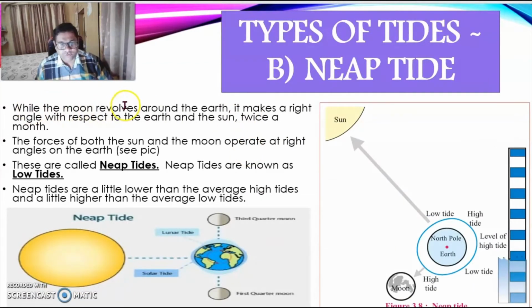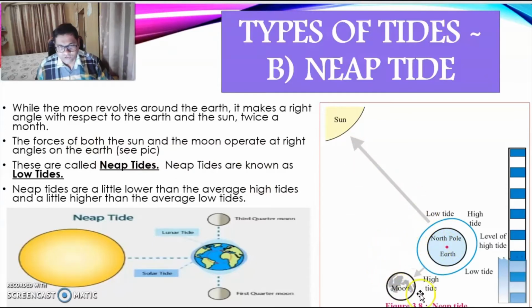While the moon revolves around the earth, it makes a right angle with respect to the earth and the sun twice a month. The forces of both the sun and the moon operate at right angles on the earth. See this picture. You see the right angle.